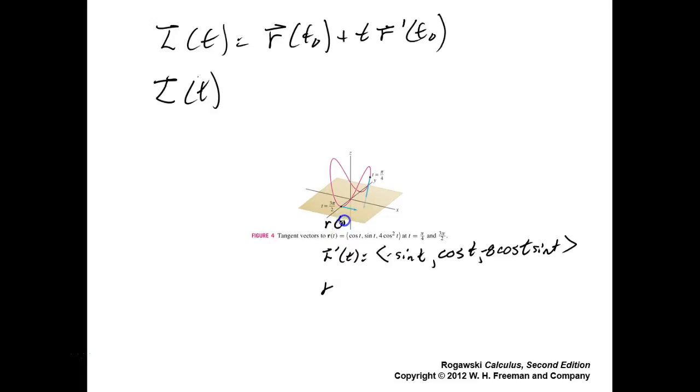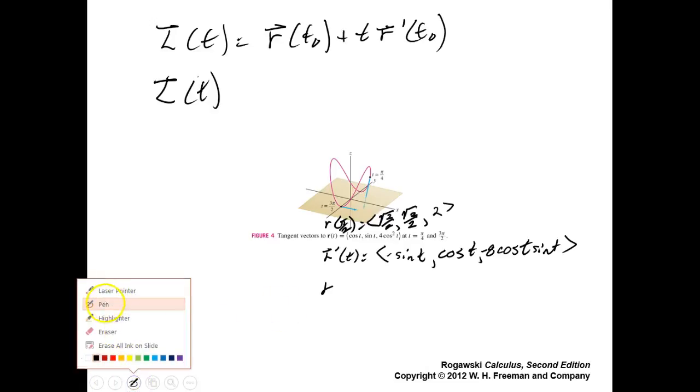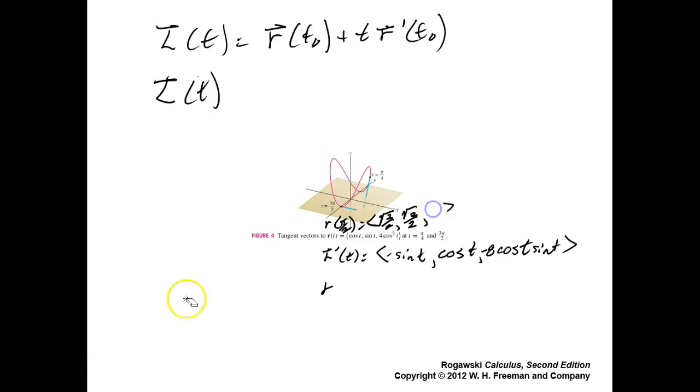R at pi fourths is, what did you say? Square root of 2 over 2, square root of 2 over 2, what was the third component? Wasn't it a 2? Yeah, I believe it was. Okay, because square root of 2 over 2 squared would be 1/4. So that would only be 1, wouldn't it? Yeah, it would only be 1, okay, right. I was thinking of the first point. That's 1.